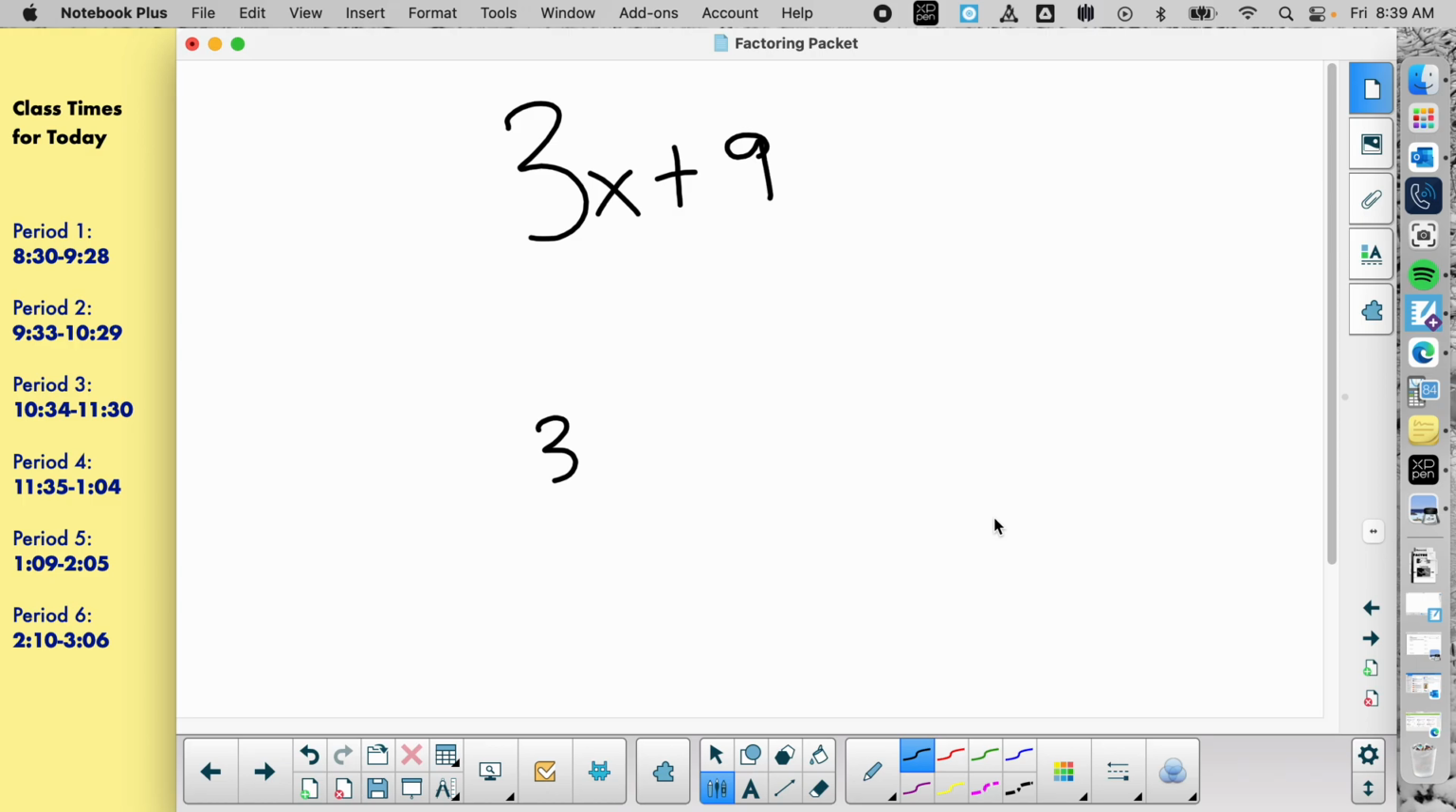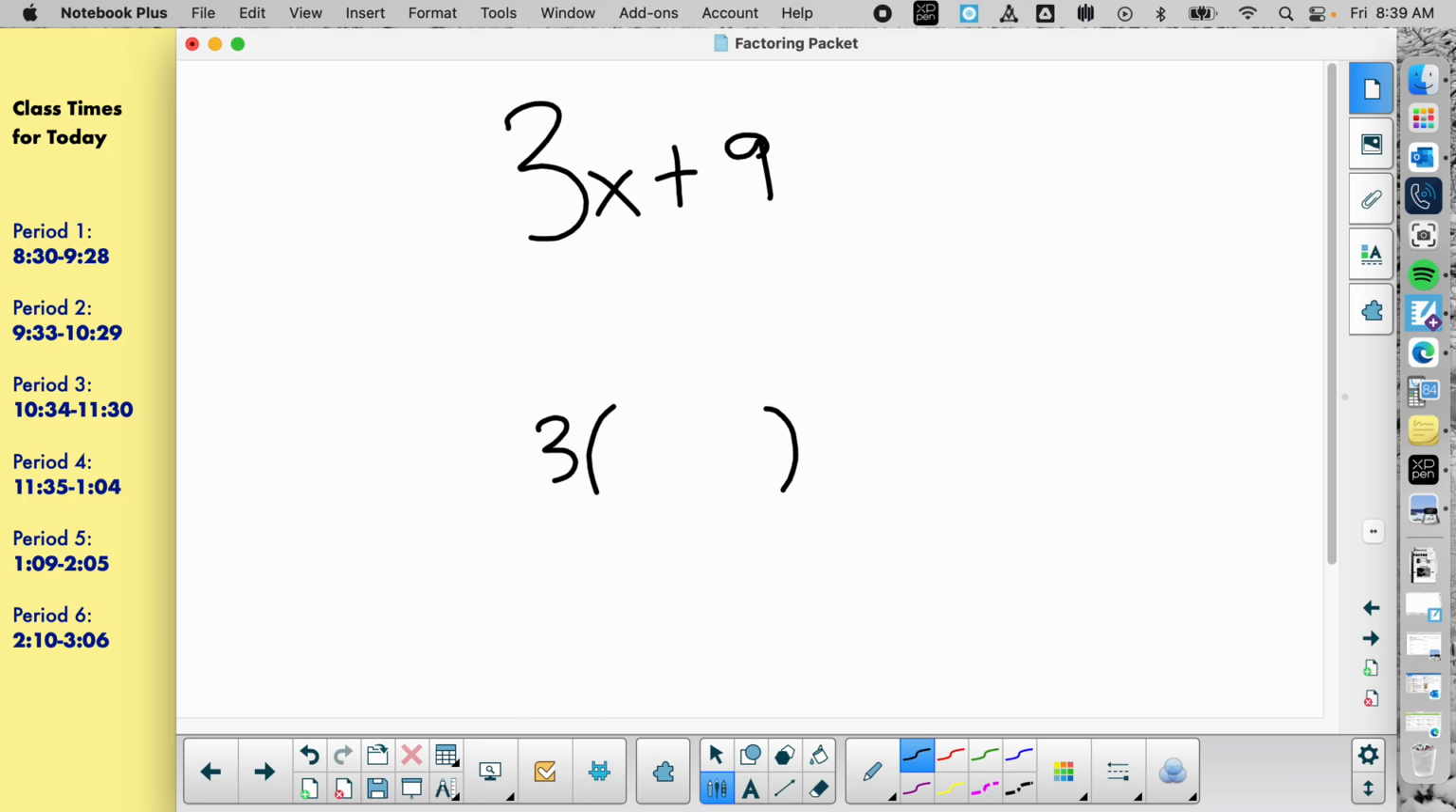Now what we're going to do is write a parentheses next to the 3. Basically, you're going to write a set of parentheses that's empty. We're going to write something in there. Yeah, perfect. So continuing from what we did yesterday, we'll write it this way instead of what we did yesterday.